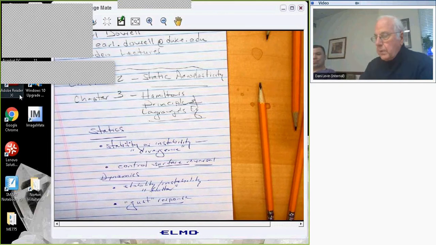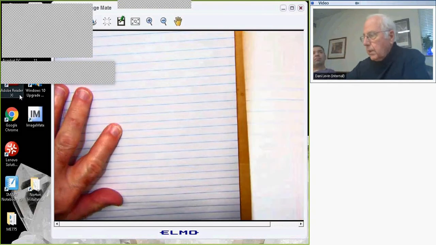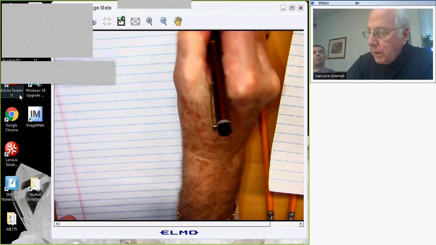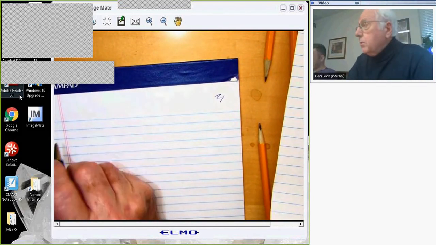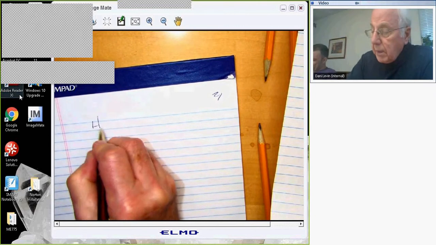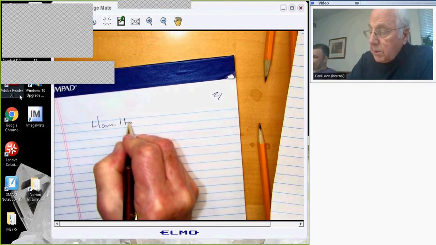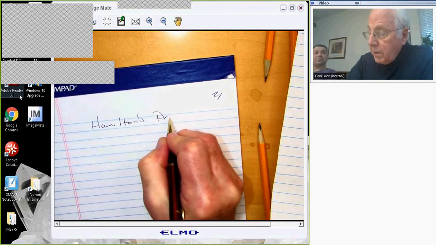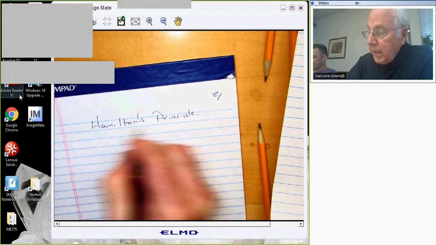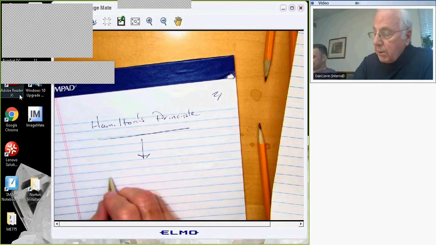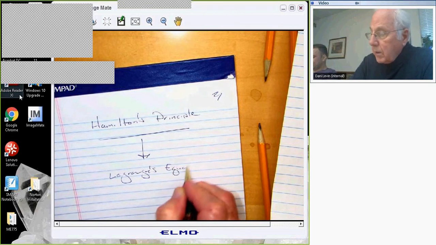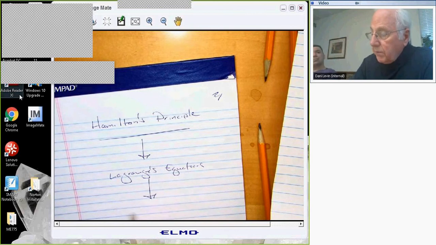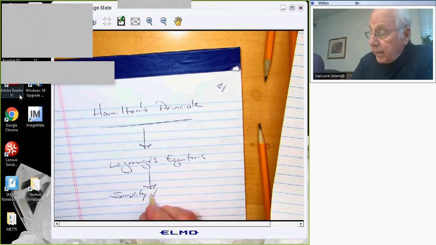Okay, so with that in mind, that's sort of the big picture. With that in mind, let's talk a little bit about Hamilton's principle and Lagrange's equation. So let's start with Hamilton's principle, because in some sense, it's the fountain or the fount of dynamics. And from Hamilton's principle, I can go to Lagrange's equations fairly readily. And then if I want to, I can even simplify further, simplify to statics.